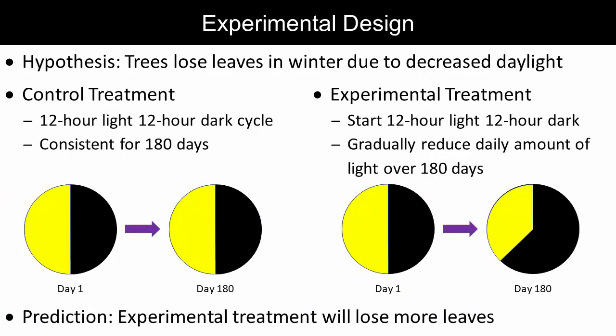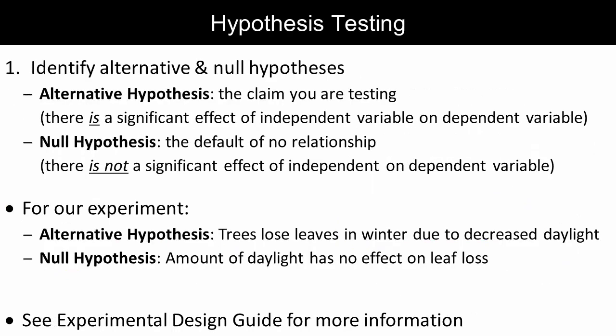Let's continue with the experiment we designed in the last video. We hypothesized that trees lose leaves in winter due to decreased daylight. Our experiment involved a control group that consistently received 12 hours of light each day, and an experimental group where the amount of daylight gradually decreased over time. And we predicted that a greater number of leaves would fall from trees in the experimental group than the control group. The first step in hypothesis testing is identifying the null hypothesis and alternative hypothesis.